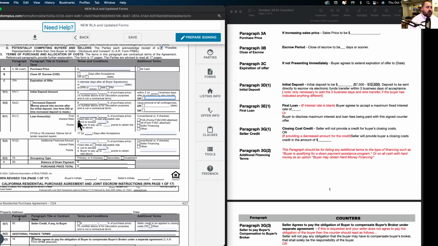This is your loan amount, paragraph 3E1. The amount is there. That's fine. If their math is off, you could try to fix it for them, but I'm not going to do that. I'd call the agent and say, hey, you guys need to fix your offer. I can't even present it because your math is off.